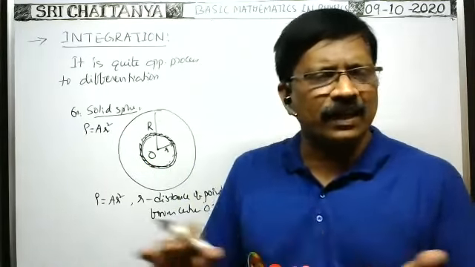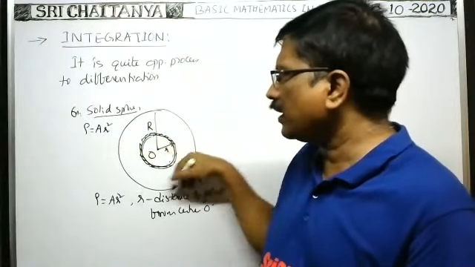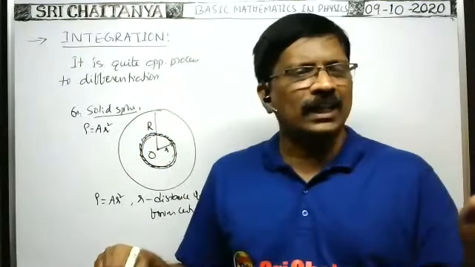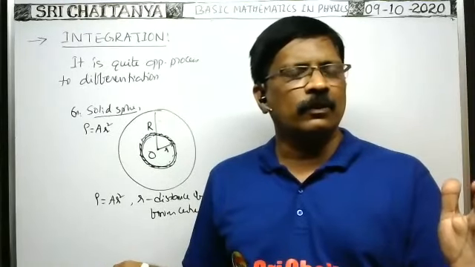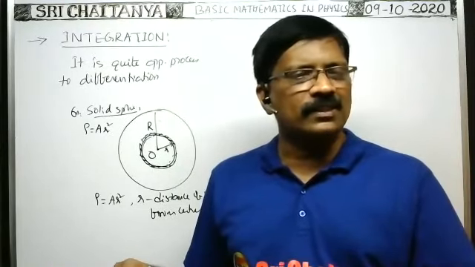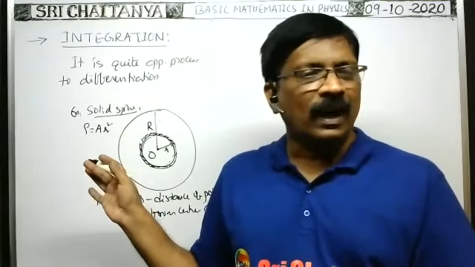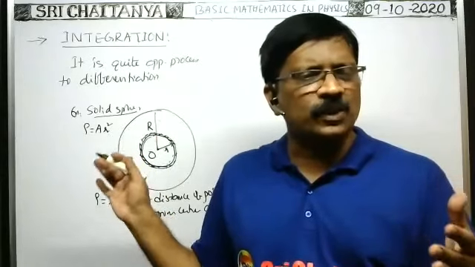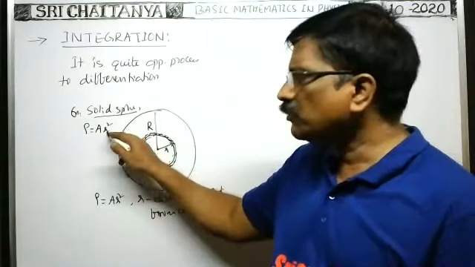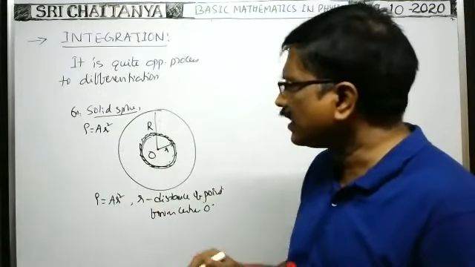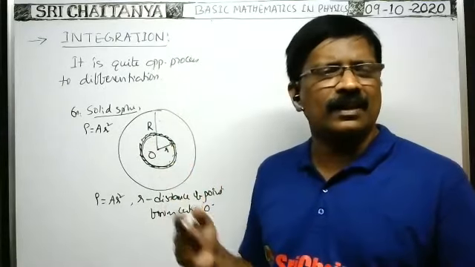Suppose the density is the same at every point, that is rho. Then what is the mass of the solid sphere? Volume into density gives mass, because density is equal to mass by volume. So mass is equal to volume into density, where the volume of the sphere is 4/3 pi r cubed, into density rho. That is the case whenever the solid sphere has uniform volume density. But here density varies with the distance from the center. Whenever the distance increases, the density also increases. That's why here density is not constant.